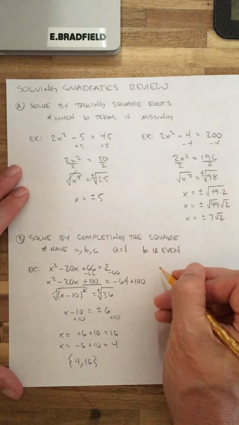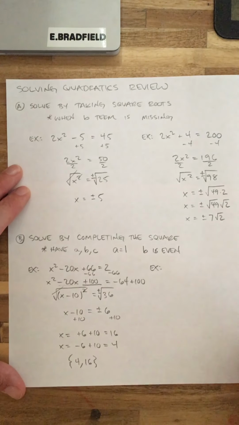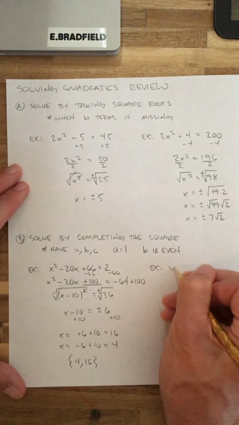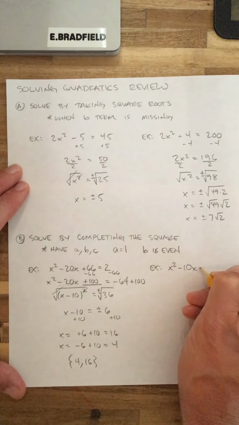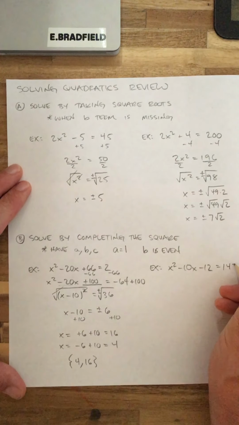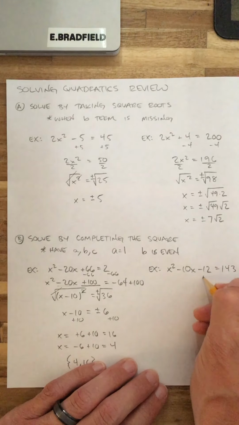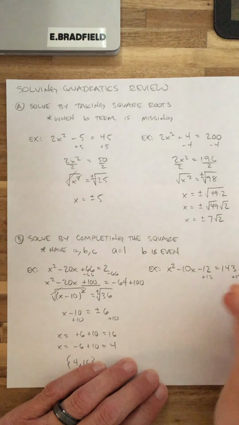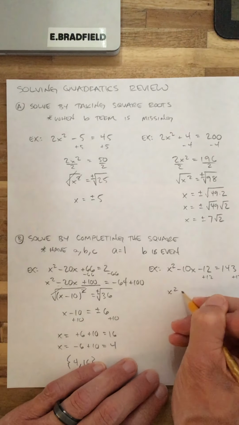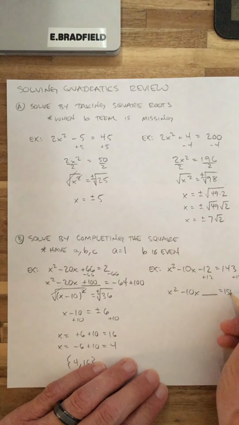All right, let's try another one here, see if I can squeeze it in the page. Example. We have x squared minus 10x minus 12 equals 143. Add the 12 to both sides, and we get x squared minus 10x, leave yourself a blank, equals 143 plus 12 is 155.